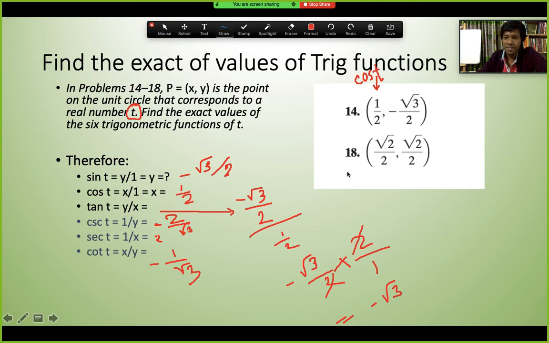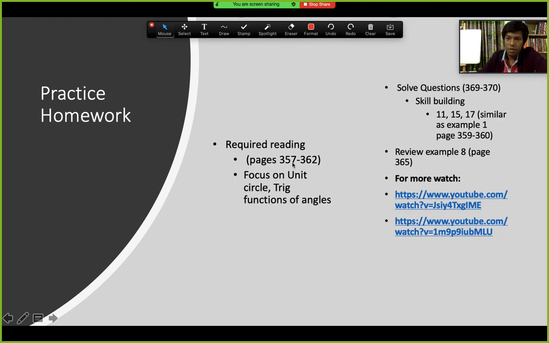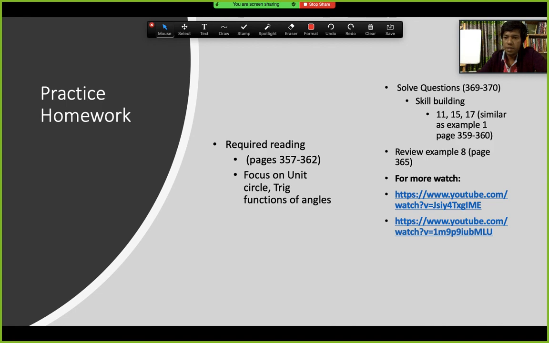Number 18 is also similar, and in the practice homework slide, I have given a couple more for you to do, which is here. You will try to read some pages, or just take a quick look at these pages. Since you have less time, this is the beginning, or during this weekend also you will have time to review them. Then for skill building, you will try to solve math problems 11, 15 and 17, which are this kind of math. And then try to review example 8, which we will later use for some other purpose.